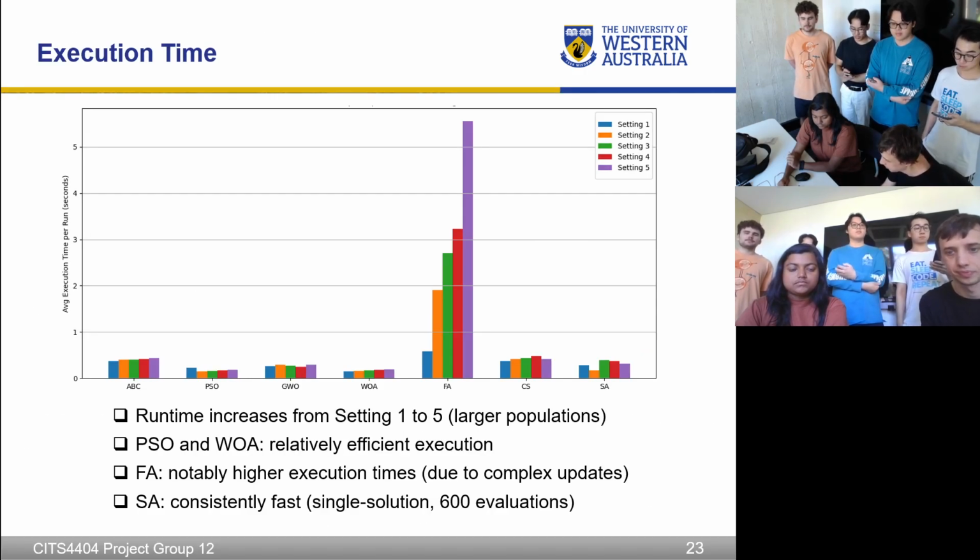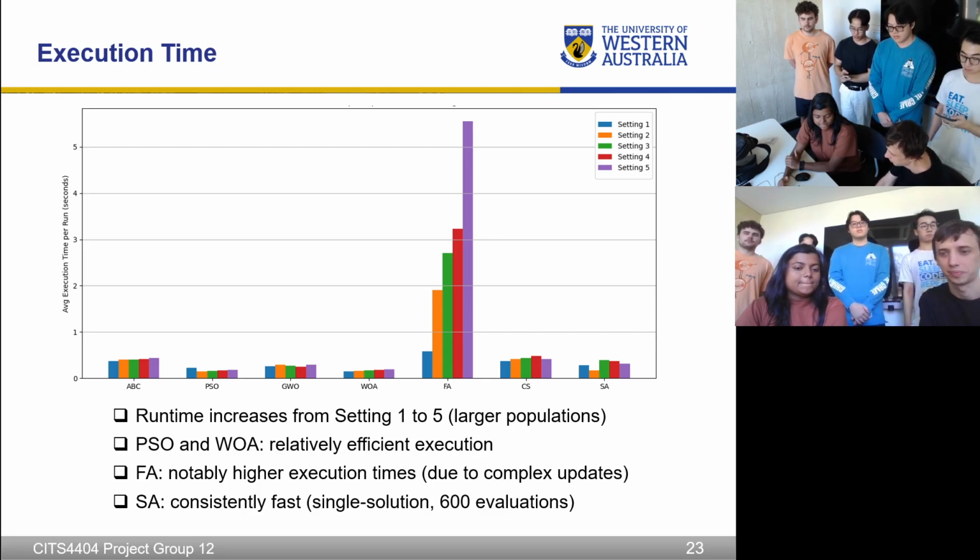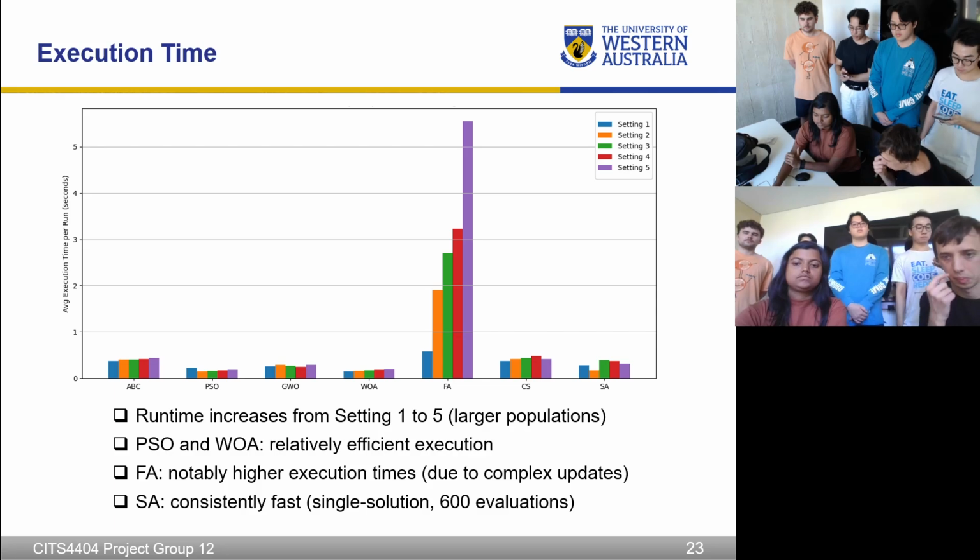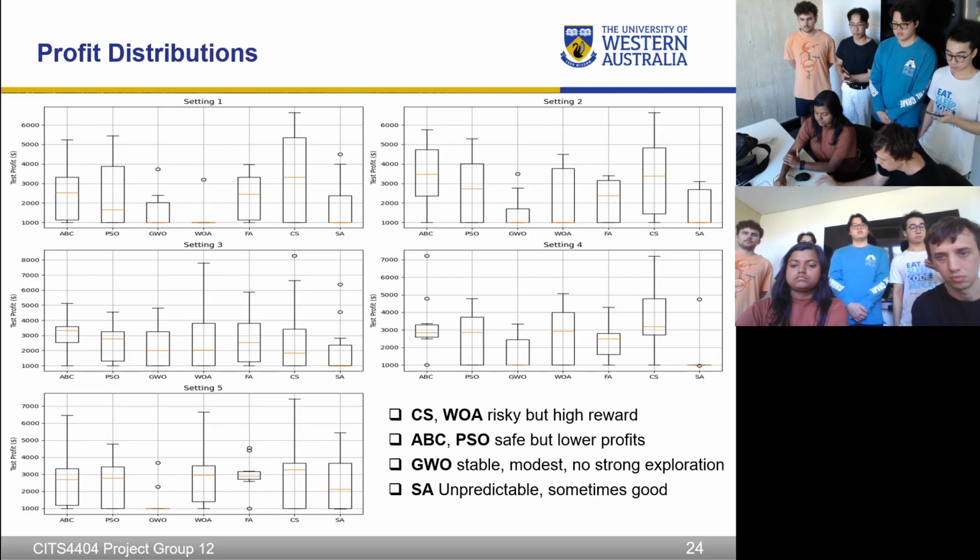As population sizes grow from settings 1 to 5, the average runtime increases. PSO and WOA show relatively efficient execution, while FA has notably higher runtimes, likely because it uses complex update rules with pairwise firefly comparisons. Simulated annealing remains consistently fast thanks to its single solution nature and fixed 600 evaluation limit.